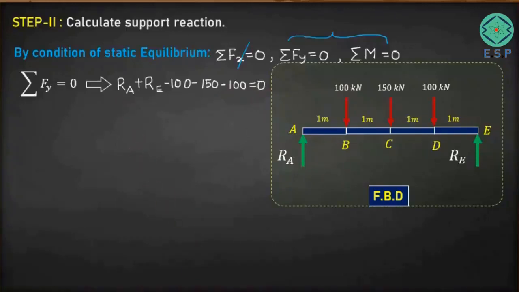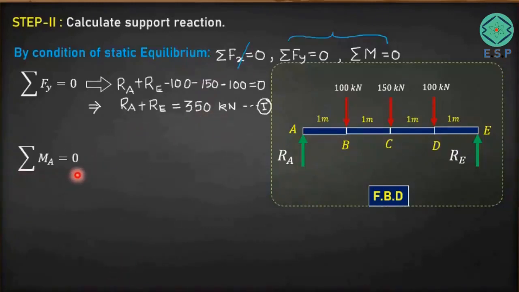So if you simplify this, you can bring all the negatives to the right hand side of the equality sign. So we'll get RA plus RE equal to 100 plus 100, 200, and 150, 350 kilonewtons. So this is the first equation we got. We can just name it as first equation so that we can use it later on. So from the first condition, that is summation of forces equal to 0, we got RA plus RE equal to 350 kilonewtons.